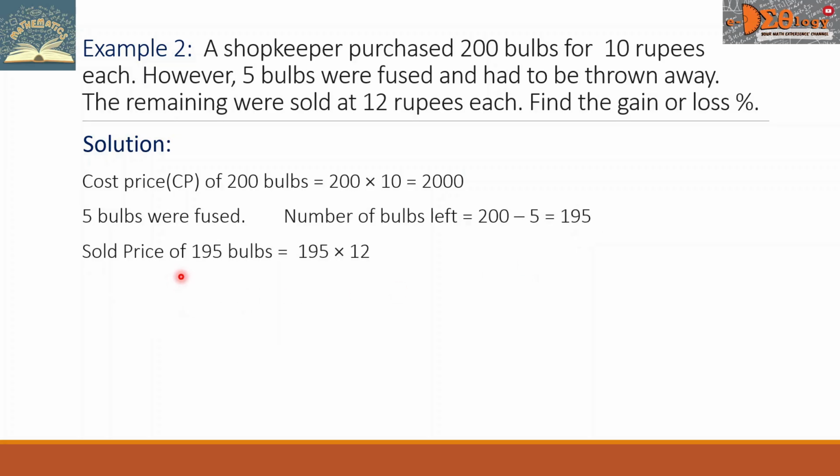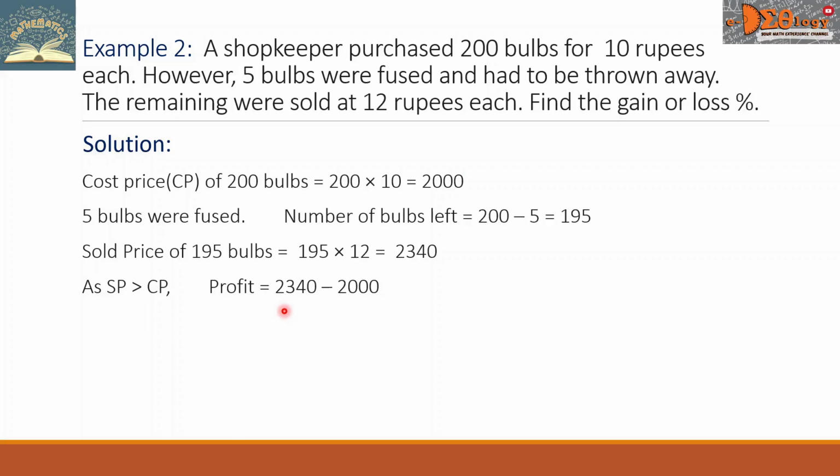Now the selling price of these 195 bulbs, sold at 12 rupees each. We have 195 times 12, and the answer is 2,340. We can see that the selling price is more than the cost price. That means we will get a profit.